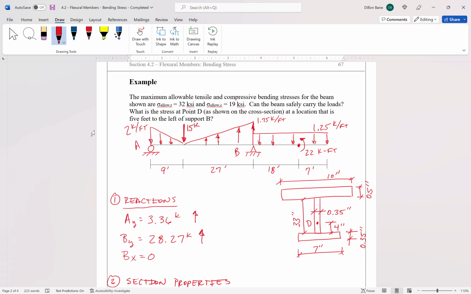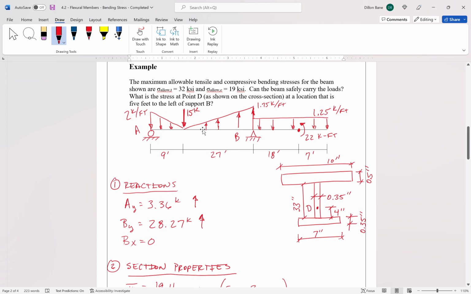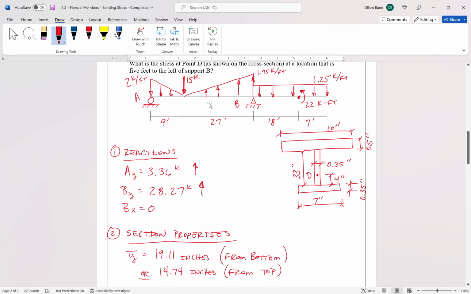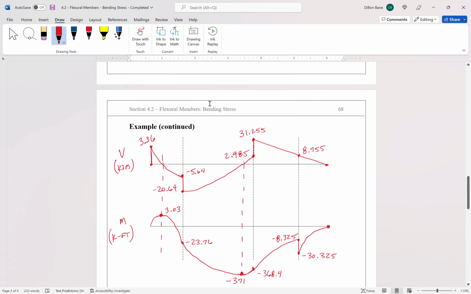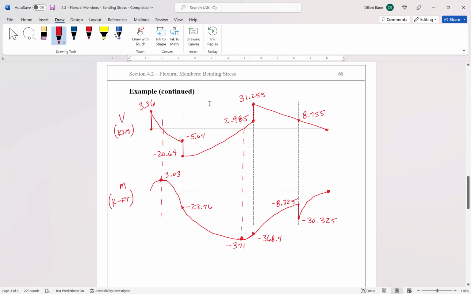If you guys are not comfortable, I'm assuming you should be at this point. This is the whole reason why we have a very in-depth statics review at the beginning of the semester. I am assuming at this point in this course that you're able to take this beam and find the reactions and draw the shear and moment diagrams for this particular beam.